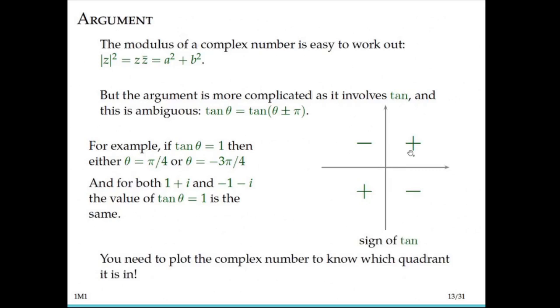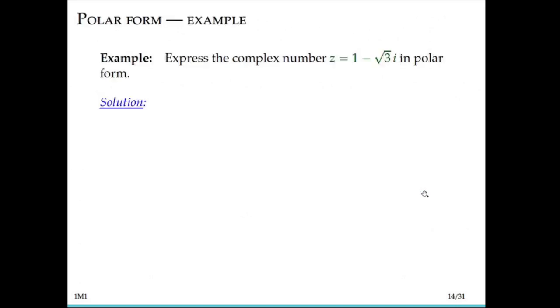So the tangent will be positive in the first quadrant, negative in the second quadrant, positive in the third quadrant, and then negative again in the fourth quadrant. All right, so as an example, let's find the polar form of this complex number, z equals 1 minus the square root of 3 times i.